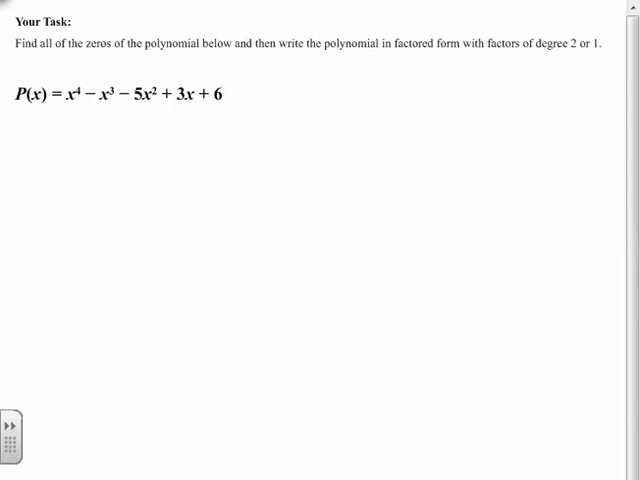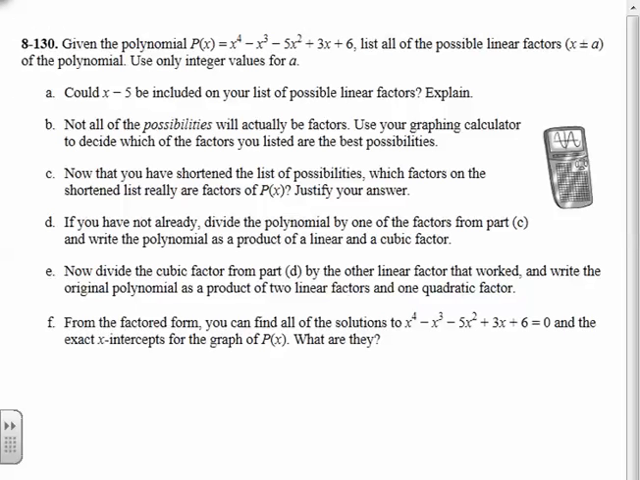Okay, this is an overview of the lesson that you had in class today. Your task was to find all the zeros of the polynomial and then write the polynomial in factored form with factors of degree 2 or 1. So let's take a look at some specific details that can help us out. First of all, we want to list all of the possible factors in this format.